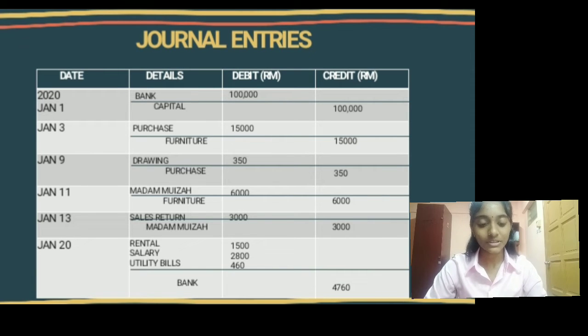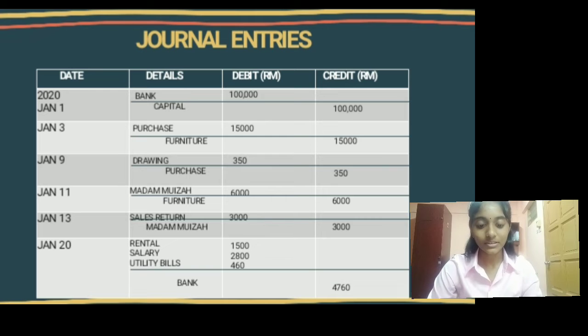On 3rd January, the business purchased several sets of furniture from Sharikat TD, a furniture manufacturer. The total purchased was 15,000 ringgit. Purchase would be on debit side and furniture would be on credit side. On 9th January, Miss Ifa took a set of coffee table amounting to 350 ringgit and gave to her friend as a wedding gift. It shows its personal use, so we will write it as drawings. Drawings will be on debit side and purchase would be on credit side.